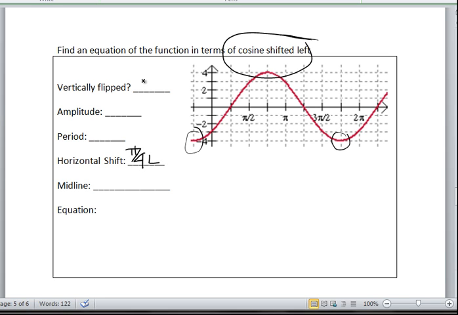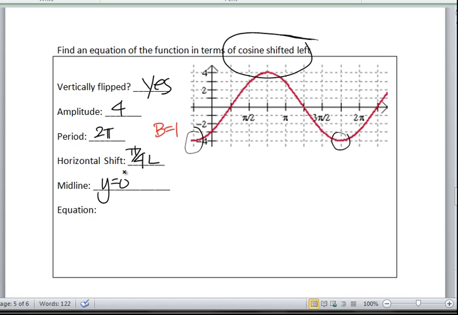Okay, and yes, it is vertically flipped. Okay, everything else is the same. The amplitude is still 4. The period is still 2 pi, which means that our b, I'm going to put in a different color, is 1, which we found previously. And our midline is y equals 0.